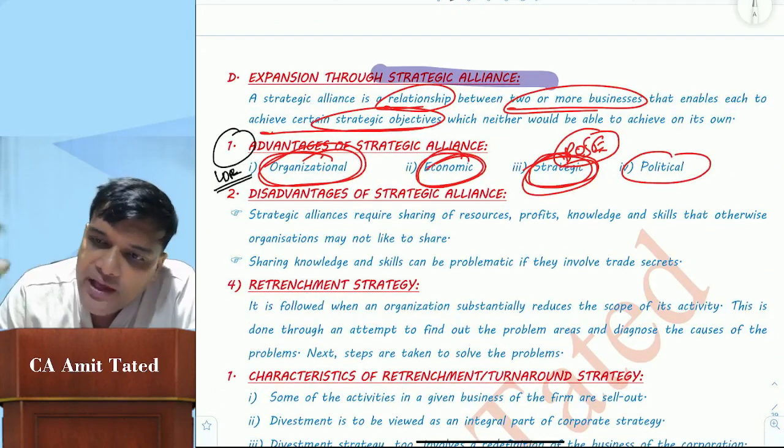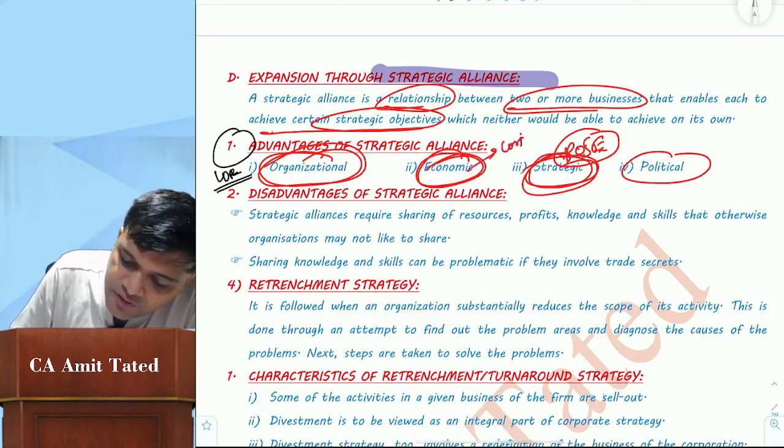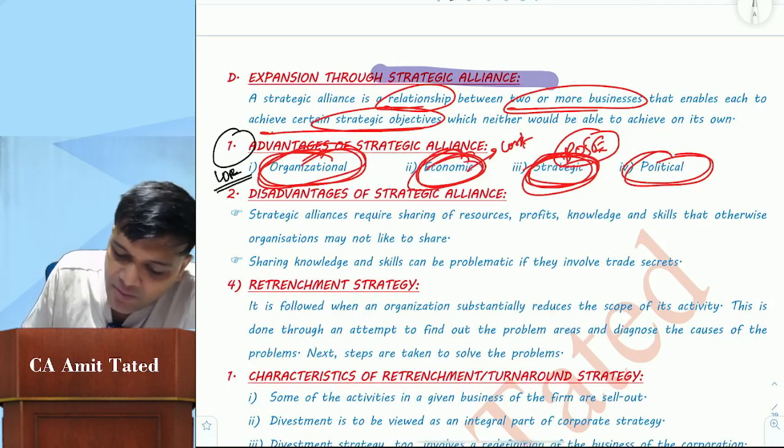Okay, so economic is basically reducing cost. So here we'll focus on cost. So political, organizational, strategic and economic, these are the reasons.